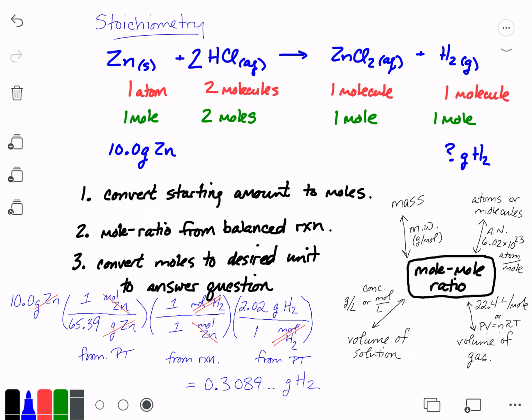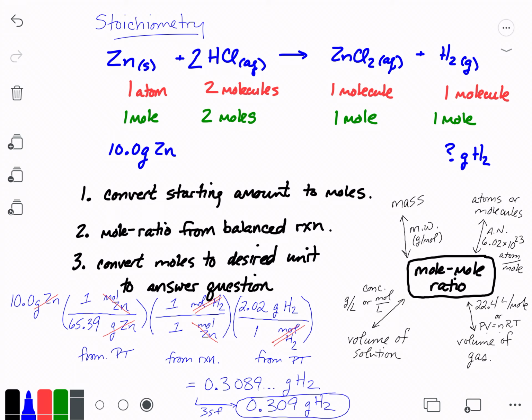And I always want to make sure I round to the appropriate level of significance. So my starting number was 10.0. That's 3 significant figures. So I'll round this to 0.309 grams of hydrogen. So what I know then based on this is if I start with 10 grams of zinc and enough hydrochloric acid to dissolve it all, I'll produce about 0.3 grams of hydrogen gas.